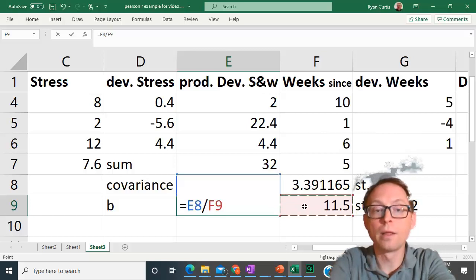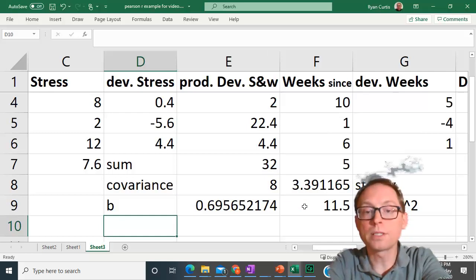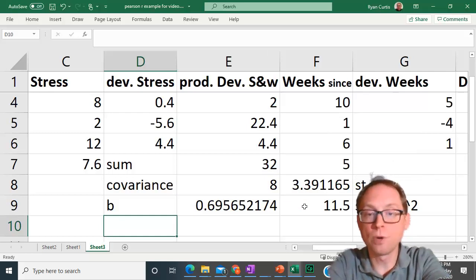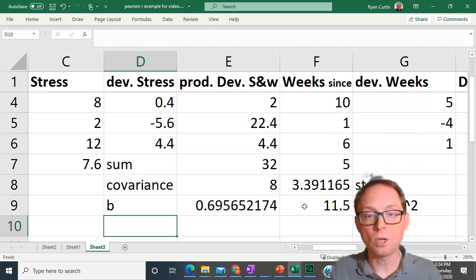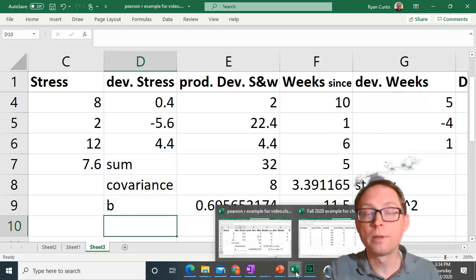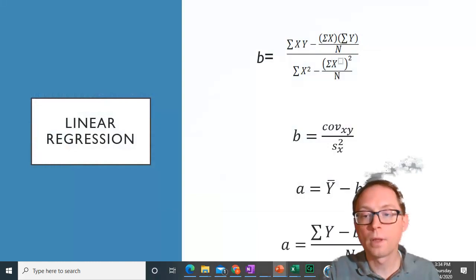That gives us a slope of 0.6956521. That is the slope. Okay, that is the slope for our specific example. All right, if that is the slope, then what is the y-intercept? So let's go back and look at our data here.